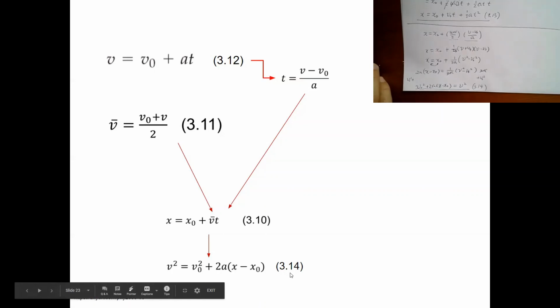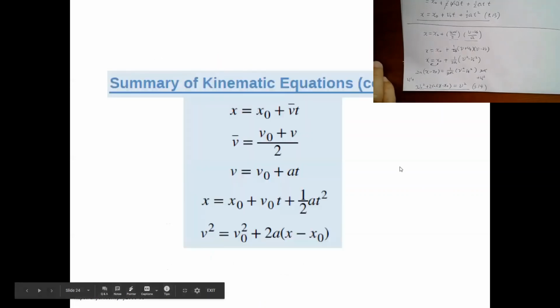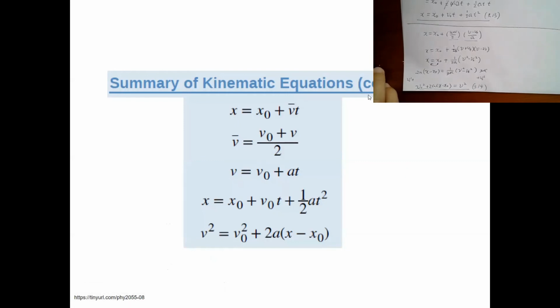To summarize, these are the 5 equations you will need for one-dimensional constant acceleration motion. For any problems with constant acceleration in one dimension, you can use a combination of these equations, either one of them or two of them, and sometimes maybe 3, but nothing else than these ones.